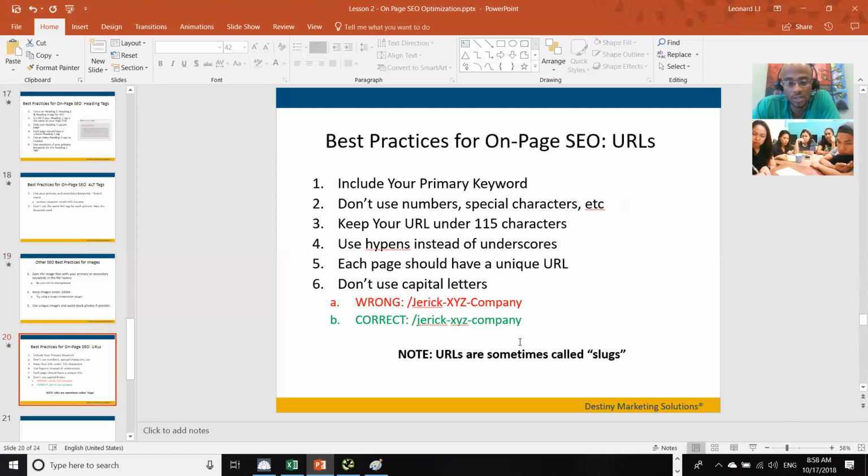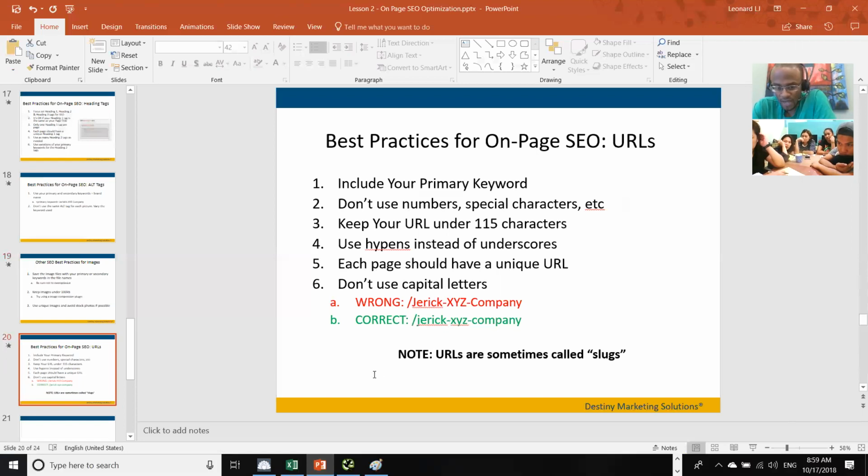Each page, similar to meta descriptions and page titles, should have its own unique URL. And for number 6, you don't want to use capital letters. I know everywhere they call capital different. So here's a bad example here in red. I actually capitalized Jarek and I capitalized XYZ and company. So that's the wrong way to do it. Instead, you want to lowercase everything.